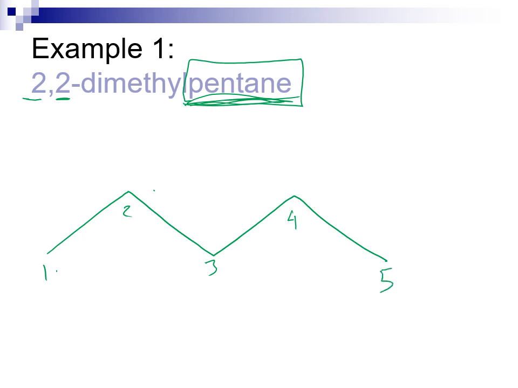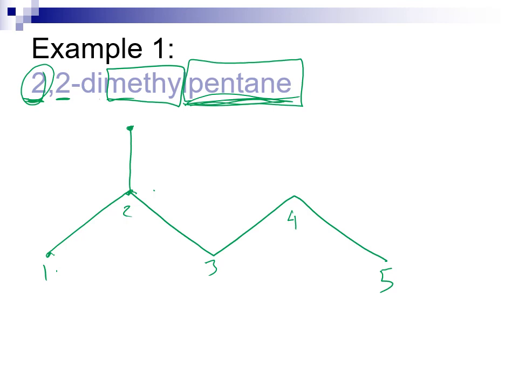So just numbering my carbons, because I know that on the second carbon, so there's carbon number 1, there's carbon number 2. On the second carbon, there is a methyl branch. And so I can draw a branch that consists of 1 carbon on it.